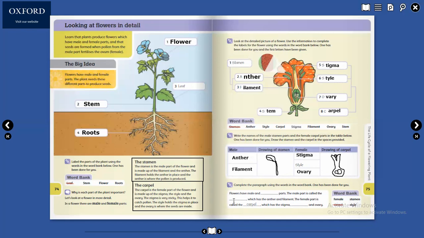Okay, next we complete the paragraph using the words in the word bank. One has been done for you. There are female, stamen, and style. Flowers have which parts? Male and female.